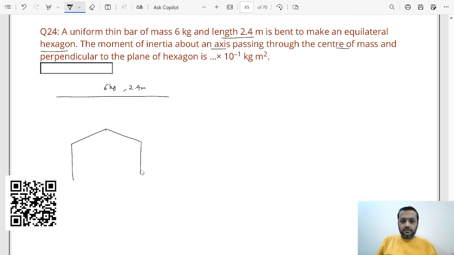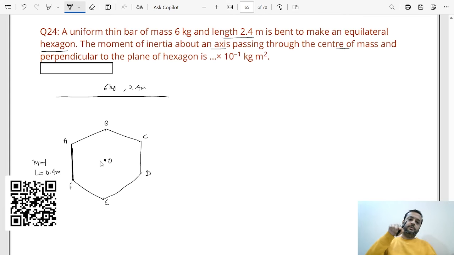So that means it can be thought of as a collection of 6 rods. Let me name them A, B, C, D, E, F, and each rod will be of mass 1 kg, because 6 kg has been divided into 6 rods, and length 2.4 by 6, that means 0.4 meter. So if we look at rod AF, this rod is of mass 1 kg and length 0.4 meter. We have to find the moment of inertia of this entire system about the axis passing through O and perpendicular to the plane of the screen.